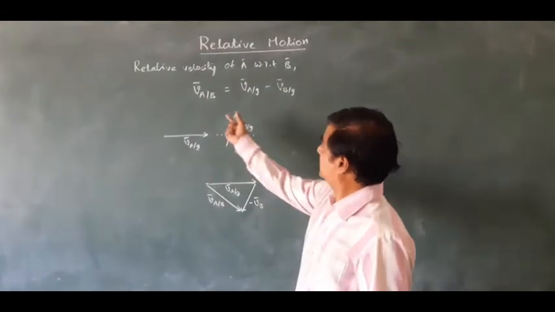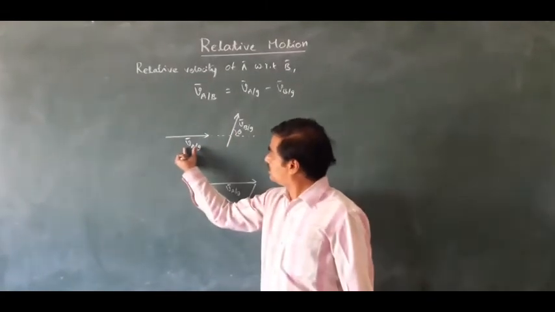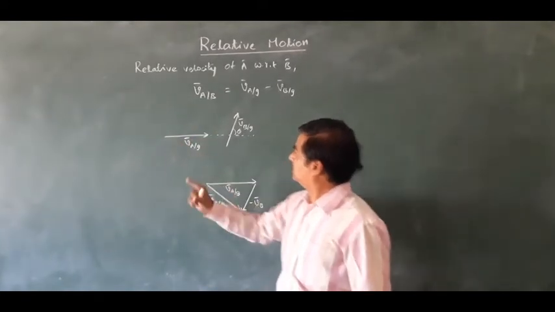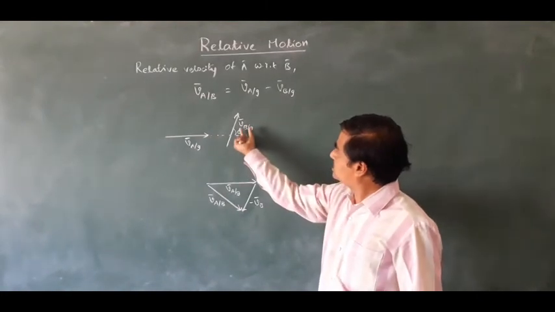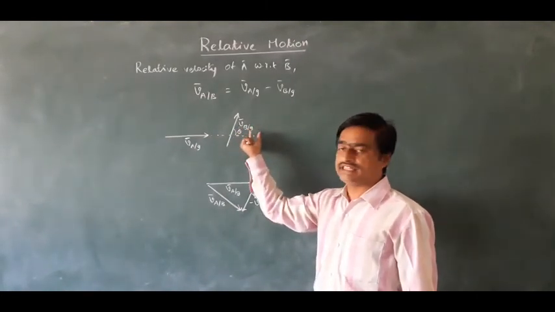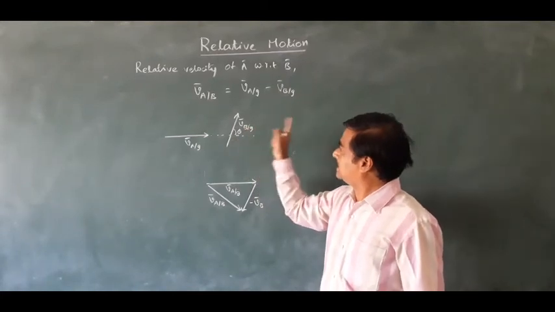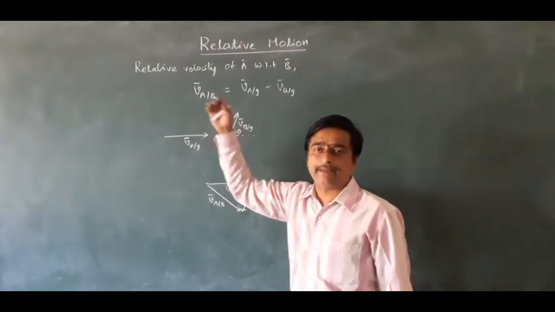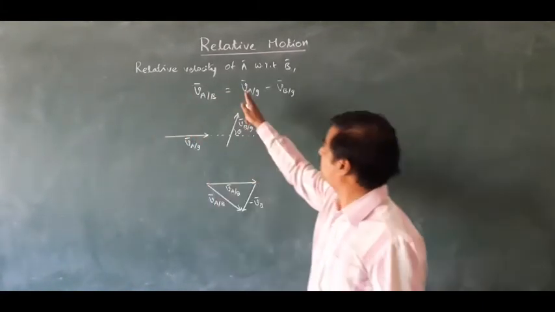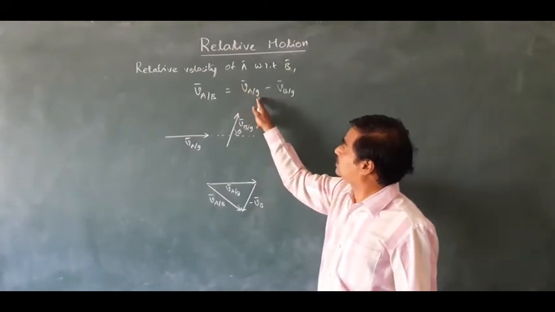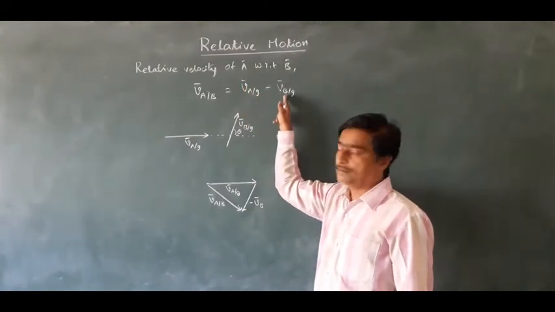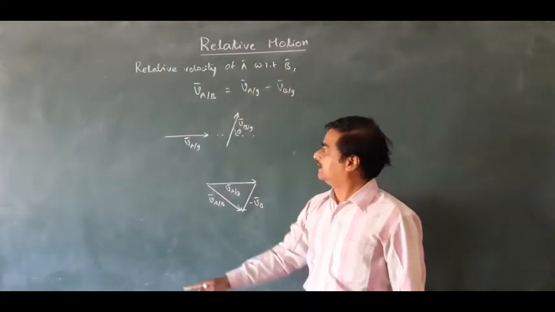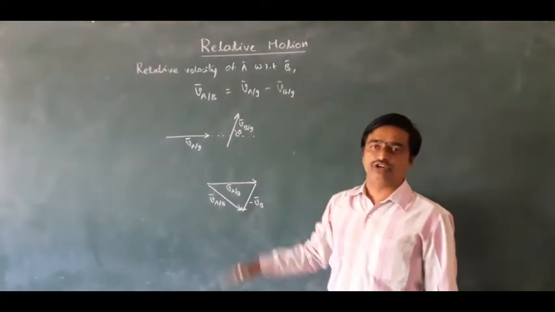Suppose we take the velocity of body A with respect to ground as VAG, and the velocity of other body B with respect to ground as VBG. Then the relative velocity of A with respect to B, that is, when compared to B, what is the velocity of A, is given by velocity of A with respect to ground minus velocity of B with respect to ground. Both are vectors here. Now we see how it is going to take place.